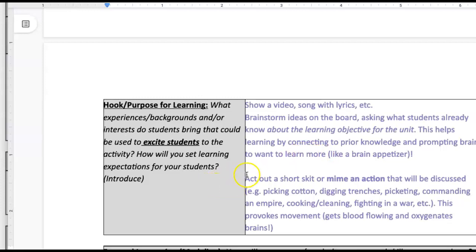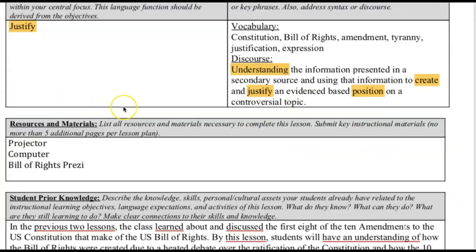I really like the idea of a mime, to mime an action, to have all students get up out of their seats and move, because that creates oxygen for the brain and is kind of fun. So a few examples that I thought of would be like picking cotton when talking about slavery, or digging trenches when talking about World War I. And this would mean, like, literally students would pretend to be digging the trenches or to picket during union times. And this really kind of gets them in the mind frame of what history was like, which creates interest.